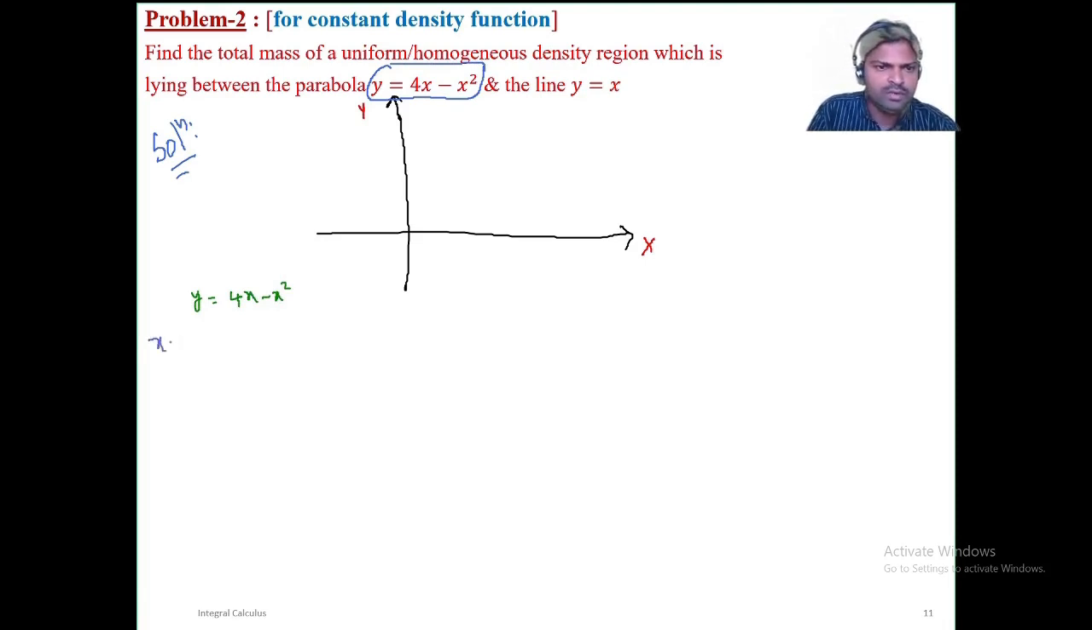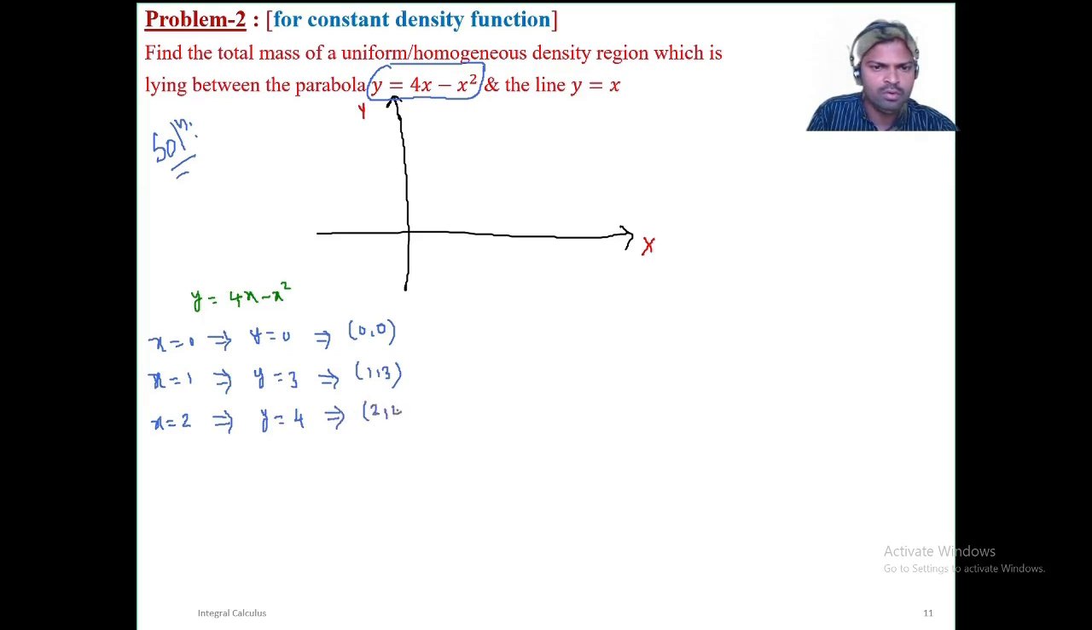First x is 0. If you take x is 0, then what is the y value? y is also 0. Therefore the point is 0 comma 0. Next you take x is 1. Substitute x is 1, you get y is 3. So the point is 1 comma 3. Next let us take x is 2. Y value is 8 minus 4, 4. So 2 comma 4.